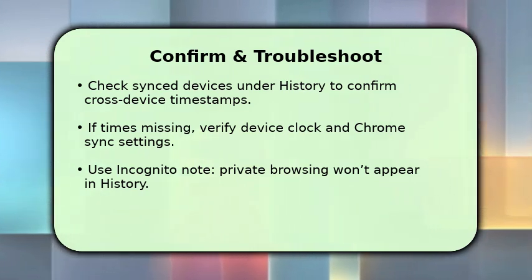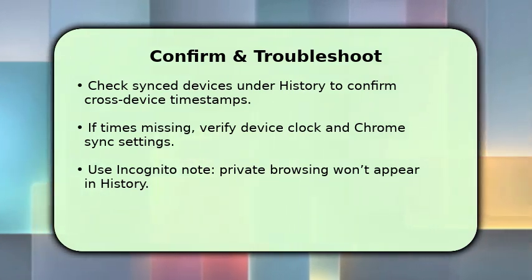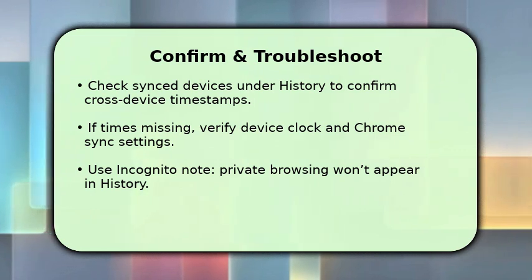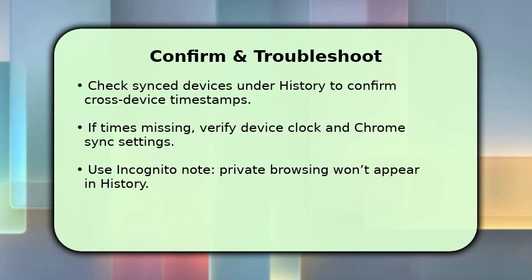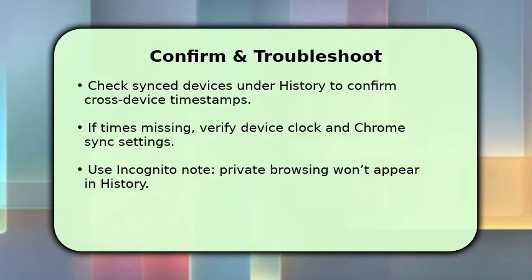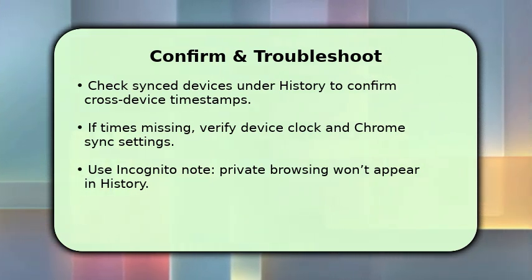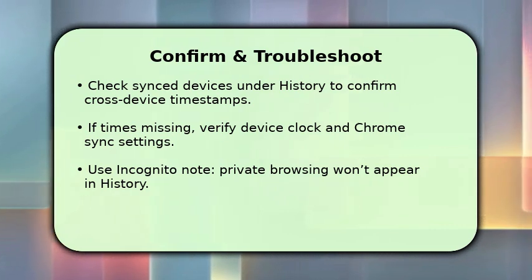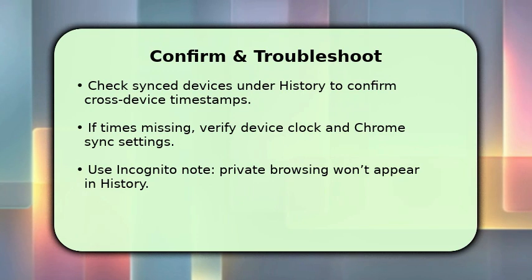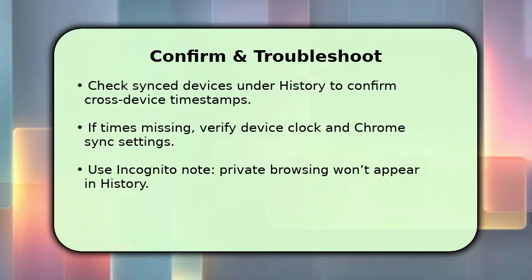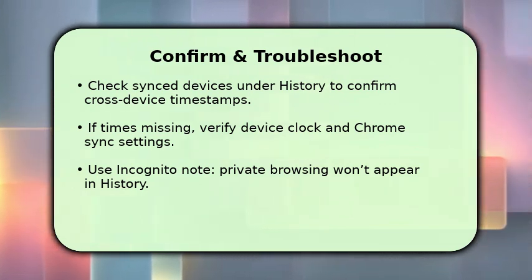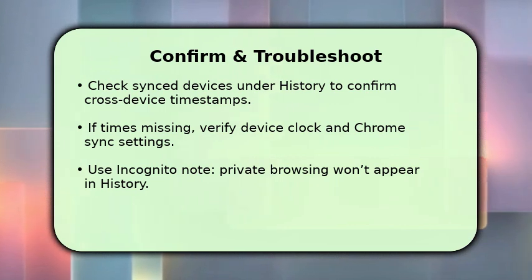Open history on another signed-in device to compare, because sync reproduces visit times. If entries lack time details or show gaps, make sure your device clock is correct and Chrome Sync is enabled. Discrepancies often come from unsynced or offline sessions. If history still seems incomplete, clear the cache carefully or check whether you were in incognito.